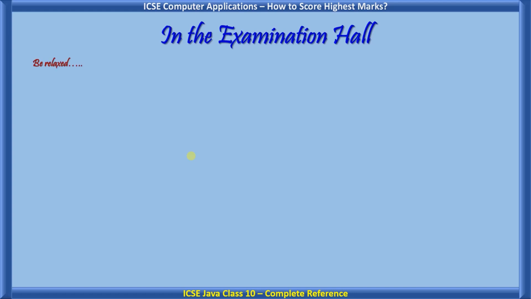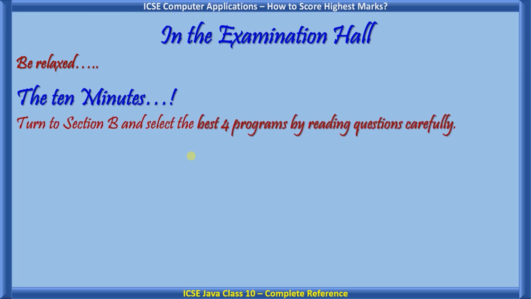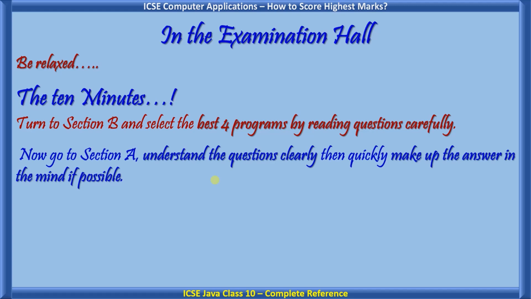In the examination hall, be relaxed. What will you be doing in the first 10 minutes of reading time? Turn to section B and select the best 4 programs by reading questions carefully. Now go to section A, understand the questions clearly, then quickly make up the answers in the mind if possible. For output based questions, just recall the concept needed and dry run when you are allowed to write on the rough side of the paper at the time of answering.